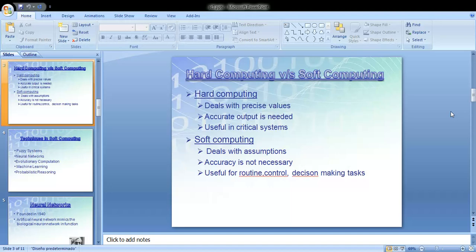The next slide is what I have explained already, written as a few bullet points. Hard computing has precise values, fixed and accurate output, and is used in critical systems, because we cannot approximate when the situation is very critical. Soft computing is used generally in decision-making tasks, where there are certain assumptions. We work over data and assumptions, and we try to reduce error and maximize the accuracy of our prediction.